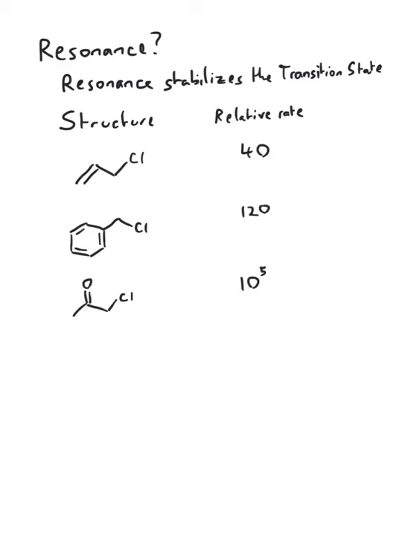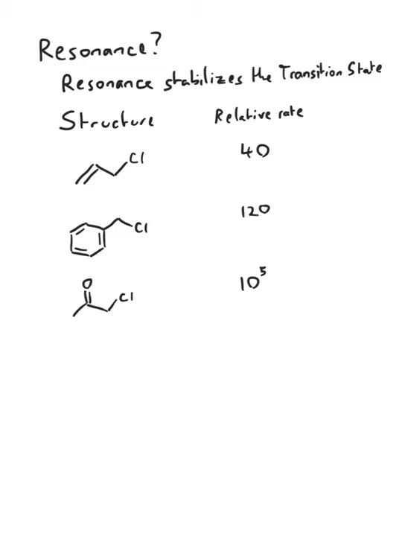What about resonance, I hear you say, because of course. Well, it turns out resonance actually stabilizes the transition state. So having more resonance near an electrophilic site, you are going to have a faster rate of reaction. As can be seen here, the allyl group has a relative rate of 40. That's already a substantial amount of resonance. If we have a phenyl group, the relative rate increases to 120, whilst the carbonyl takes it to 10 to the power of 5.